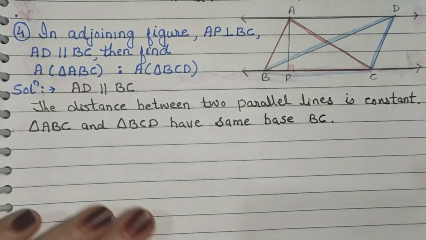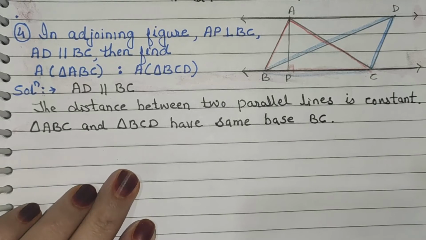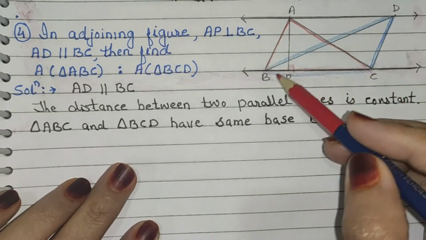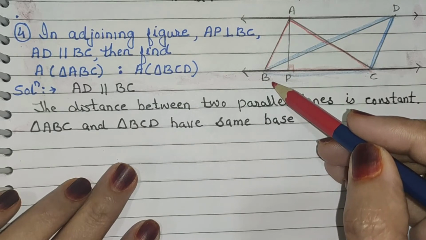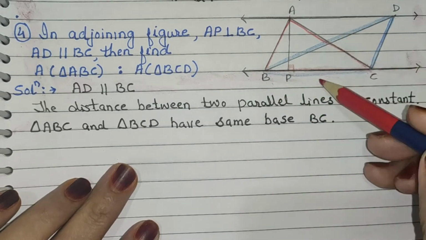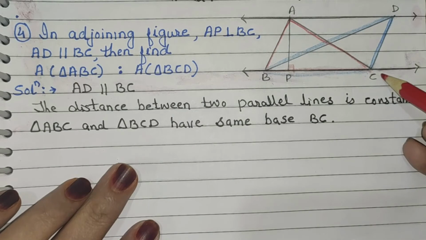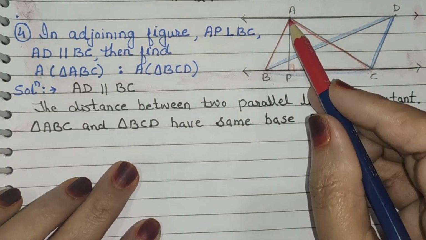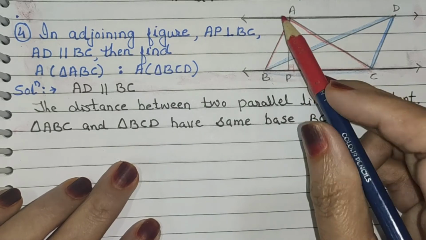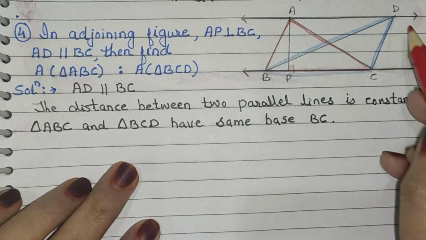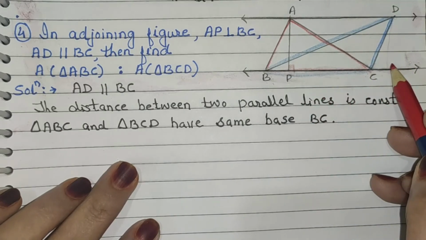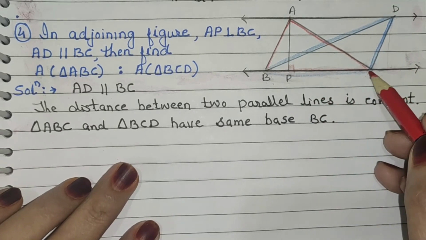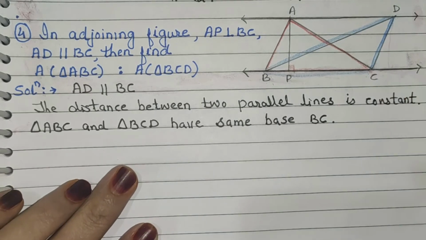BC. Now look at here. Both the triangles are drawn between two parallel lines. Hence, the distance between the two parallel lines is the height of the triangles. Here, one of the heights is AP and the next height, if we take here, both the heights are equal. Therefore, both the triangles have the same height. Write down here.